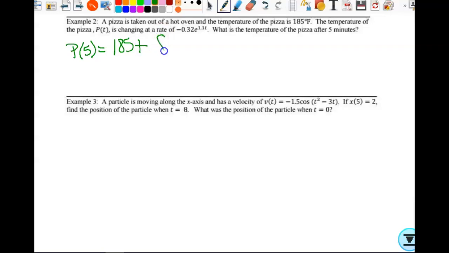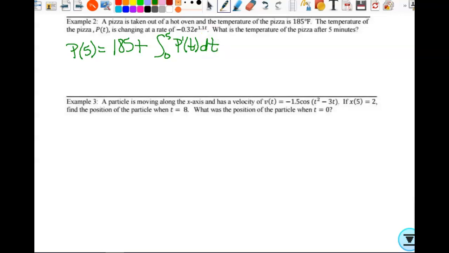And I'm going to integrate it. What are my limits of integration here? 0 to 5, because this is my time. 0 to 5 of P prime of T dt, right?